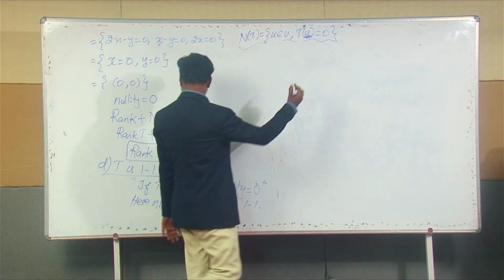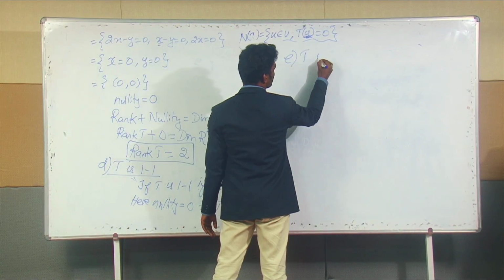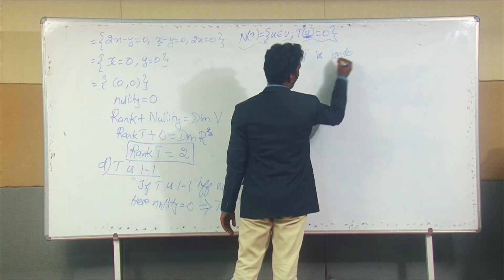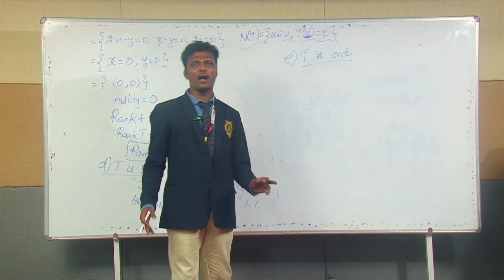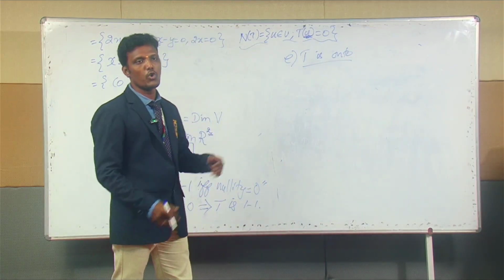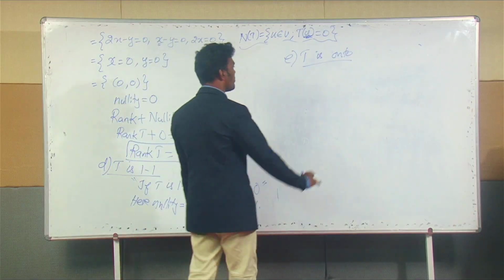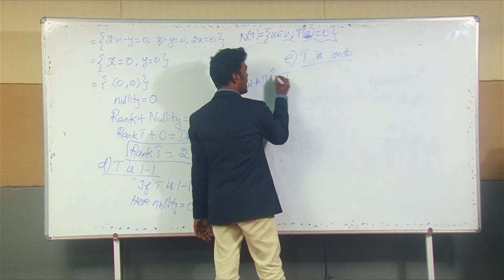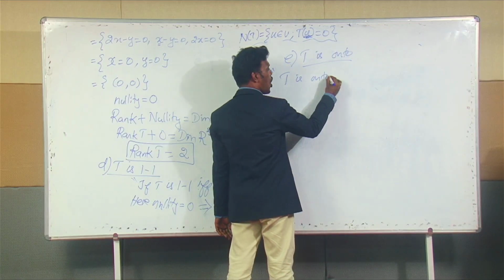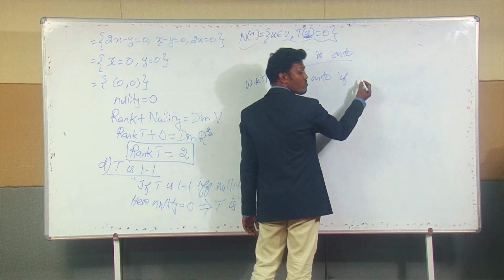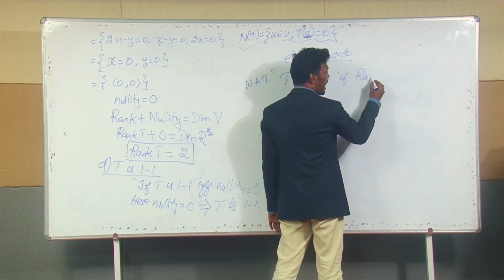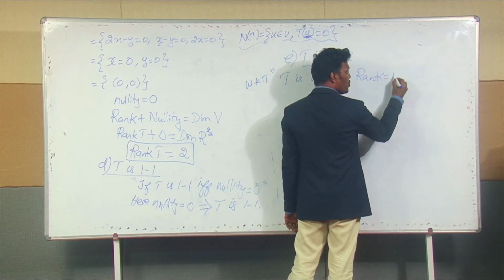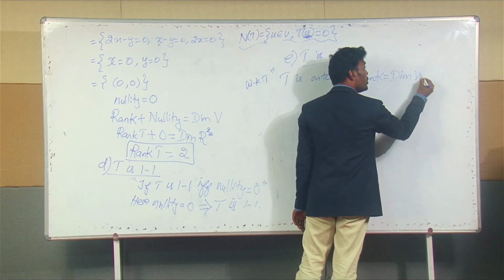What is the next subdivision? You have to check T is onto. How to check T is onto? Already we discussed it in note number 2. According to note number 2, when you say T is 1 to 1, we know that T is onto if, what is the formula? Rank equal to dim W.